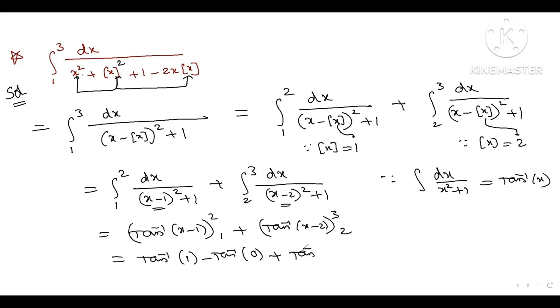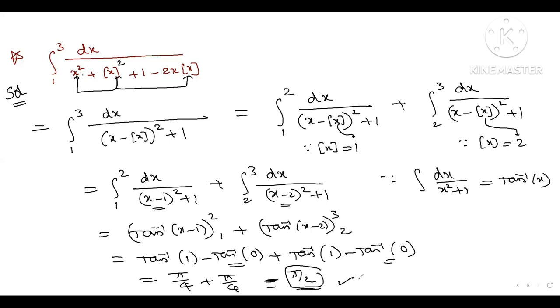Here also write tan inverse of, on replacing x by 3, 3 minus 2 is 1. On replacing x by the lower limit 2, 2 minus 2 is 0. What we get: tan inverse 1 is pi by 4. This value is 0, this value is 0. Tan inverse 1 value again is pi by 4. Pi by 4 plus pi by 4 is going to be pi by 2. What is the answer here? Pi by 2.